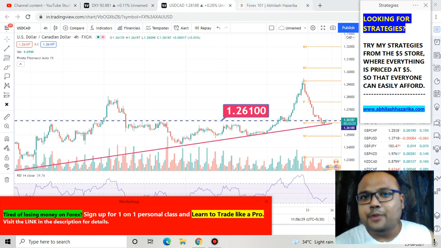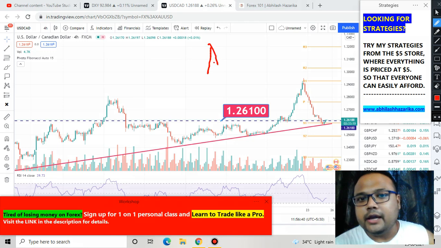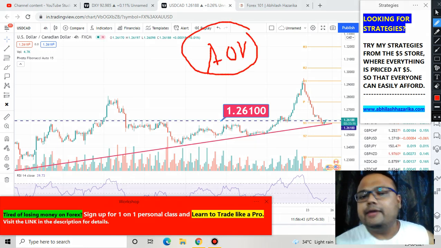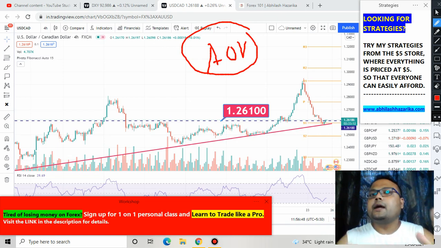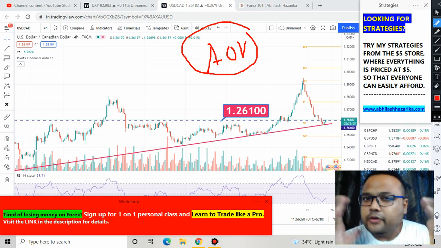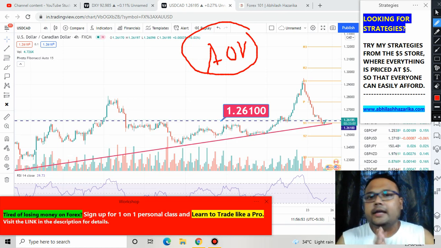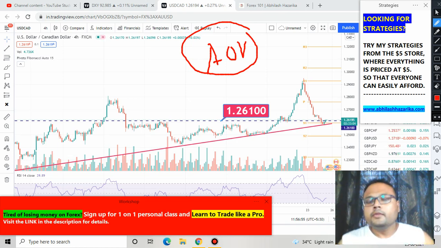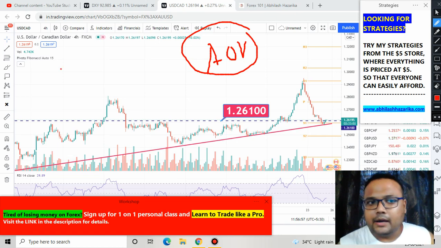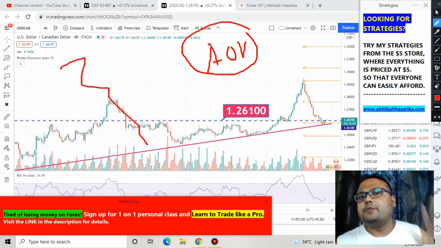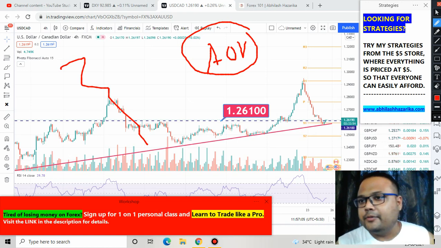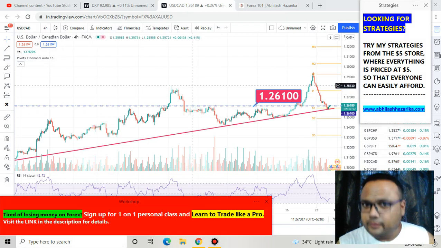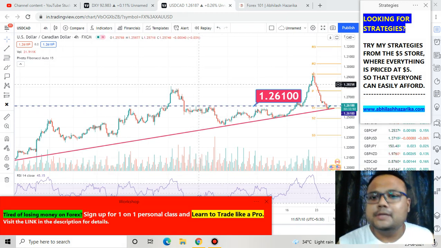So the next important point that we need to focus on is the area of value. Area of value is nothing but the best trading opportunity or the best trading spot. In an uptrend market, the best buying opportunity is always near the support. Whereas in a downtrend market, or if a market is falling, the best selling opportunity is always near the resistance. And this market, USD CAD, is in an uptrend, as we all know. Therefore, the best buying opportunity will always be near the support only.